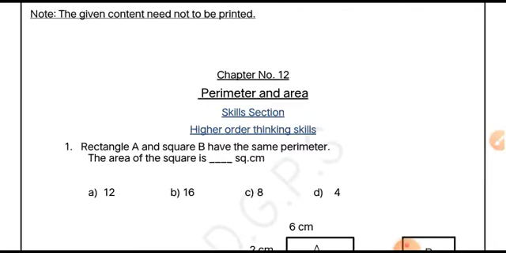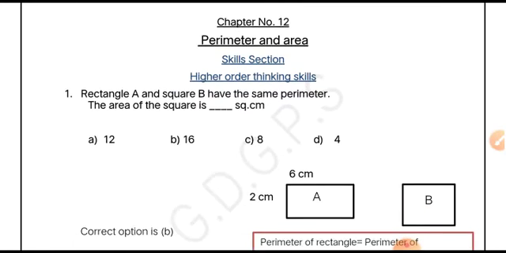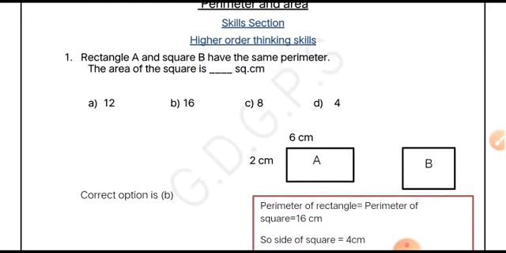Dear kids, in this video we are going to discuss the higher order thinking skills of chapter perimeter and area. Question number 1 is rectangle A and square B have the same perimeter. The area of the square is dash square centimeter.